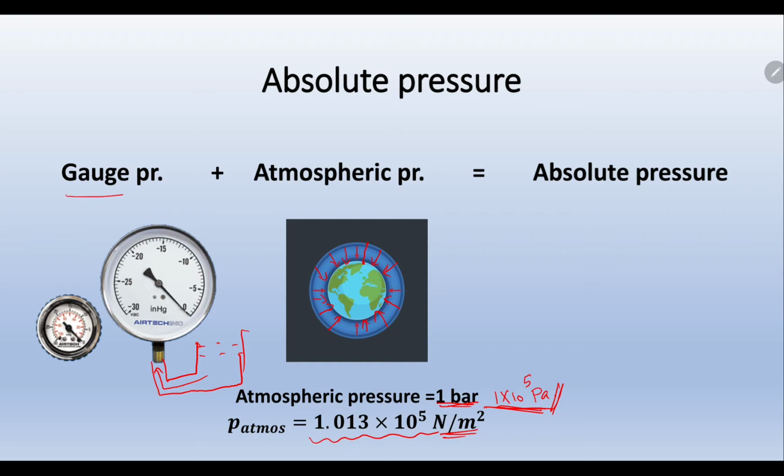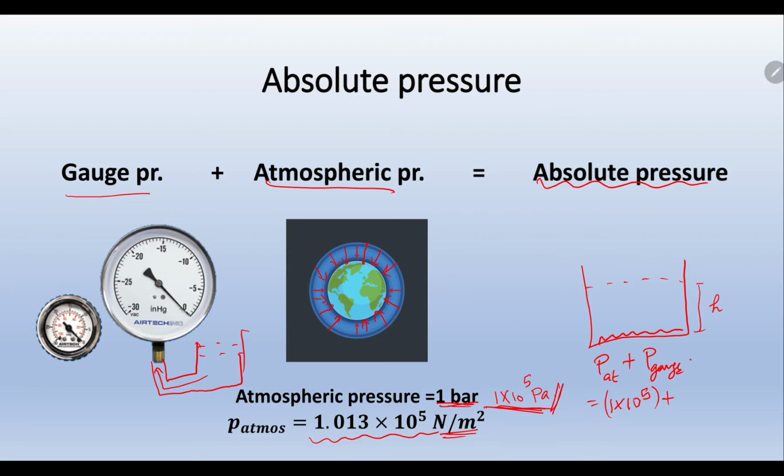When we add the gauge pressure and the atmospheric pressure, we end up with the absolute pressure. So the absolute pressure experienced by the bottom of the tank would be P atmospheric plus P gauge, which is 1 × 10^5 pascals plus, if the height is H, the gauge pressure rho g H. This would be the absolute pressure experienced at the bottom.